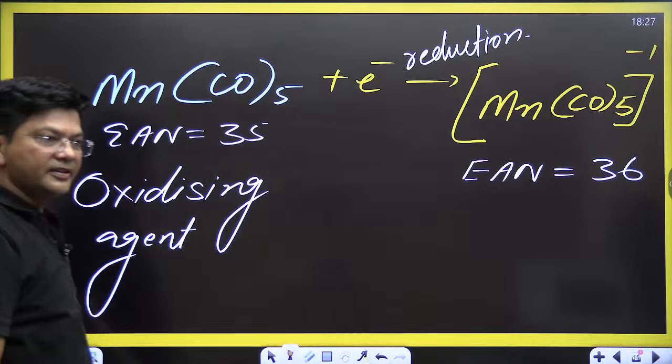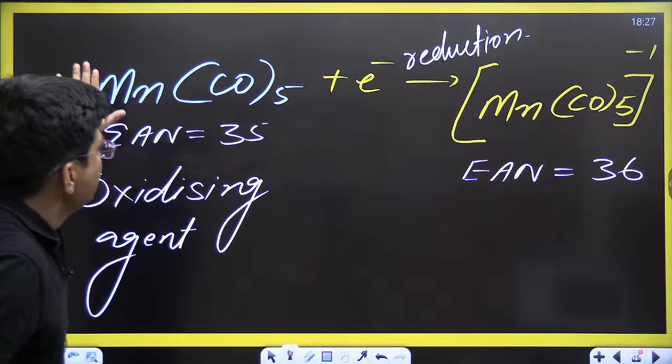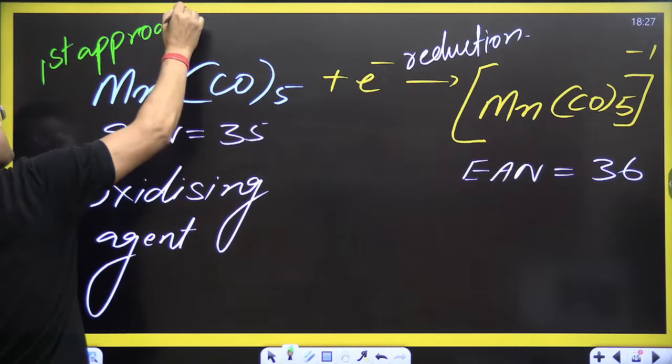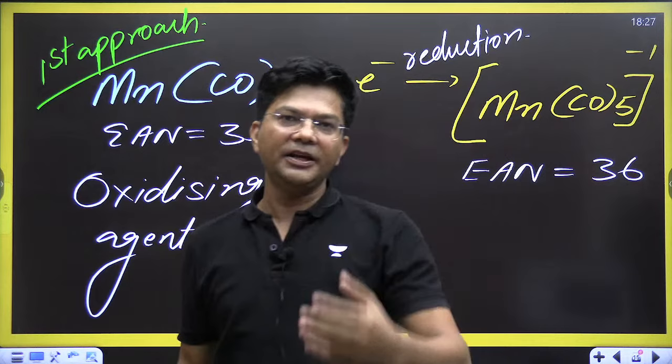Are you getting my point or not, kids? This compound is an oxidizing agent. It is undergoing reduction. So now see, this is the first approach by which it can stabilize itself. Would you like to know the second approach, my dear students? Everyone, just do let me know. Yes, tell your Baba that you want to know the second approach.